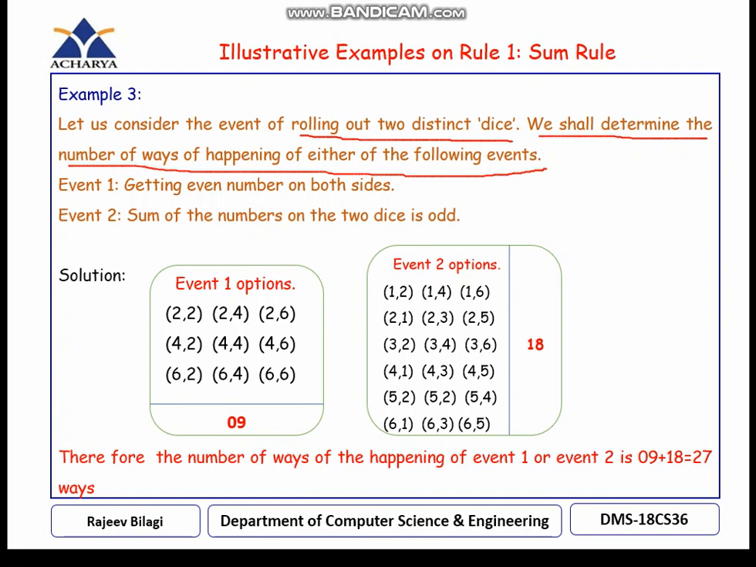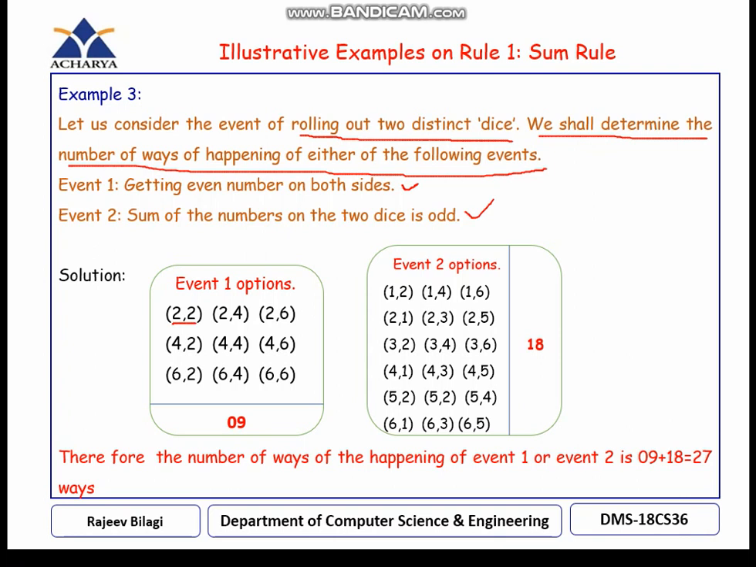Okay, the first one is getting an even number on both sides, and the second one is event 2, the sum of the total numbers on the two dice is odd. So the event is rolling two different dice. Now if you look at the first one, both are even numbers.